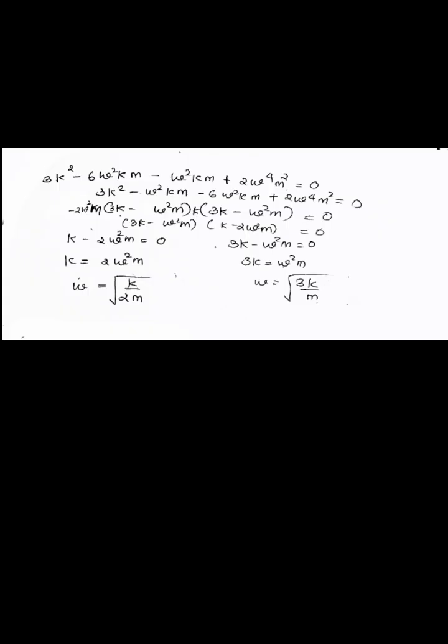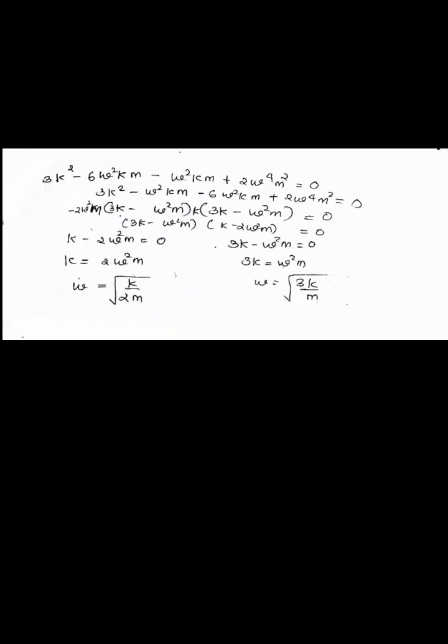And this can be written as 3k^2 - omega^2 km - 6 omega^2 km + 2 omega^4 m^2 = 0. That is, -2 omega^2 m (3k - omega^2 m) + k (3k - omega^2 m) = 0. That is (3k - omega^2 m)(k - 2 omega^2 m) = 0.